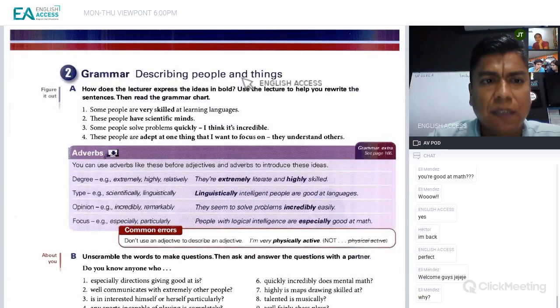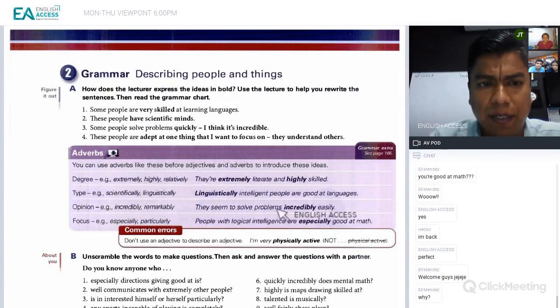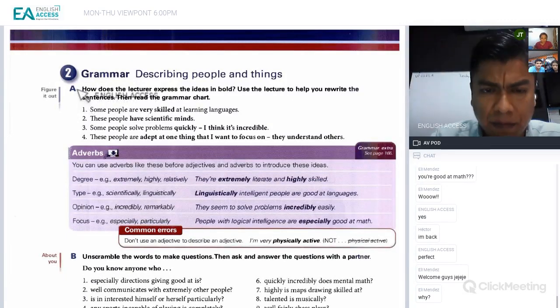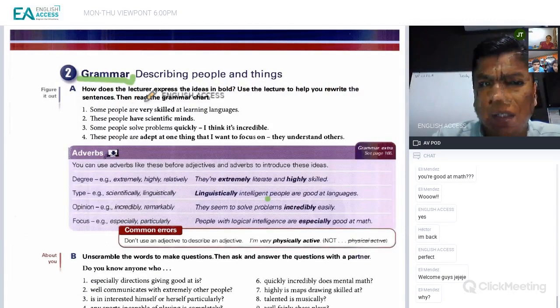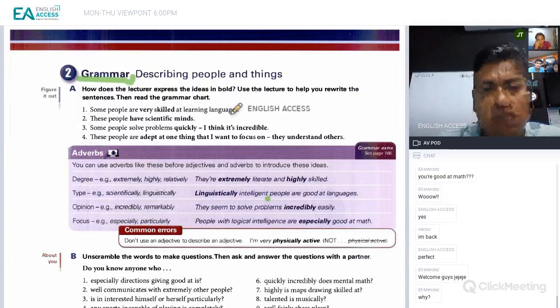And here we have describing people and things. How does the lecturer express the ideas in bold? Use the lecture to help you rewrite the sentences, then read the grammar chart. So number 1, some people are very skilled at learning languages.